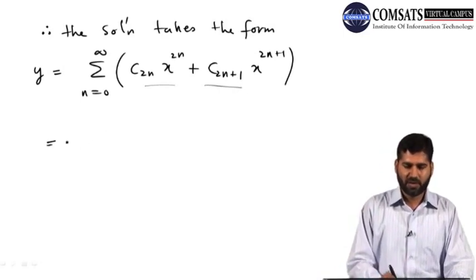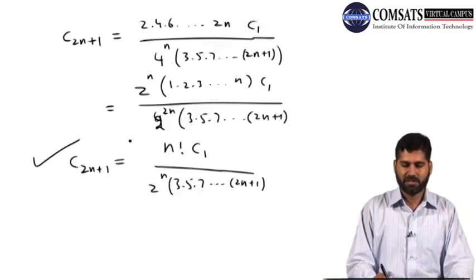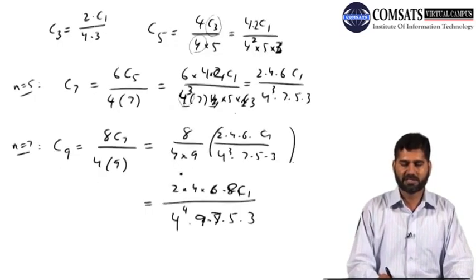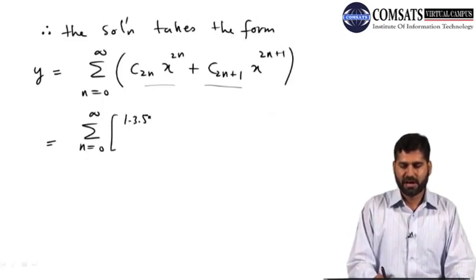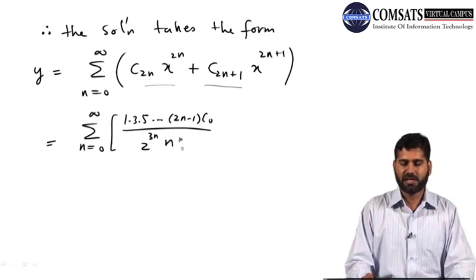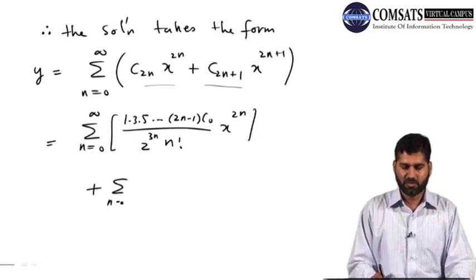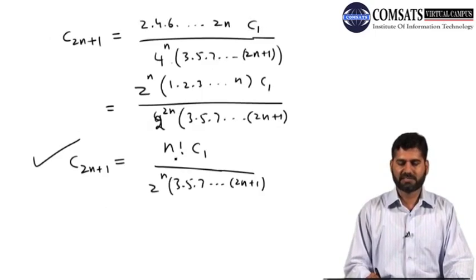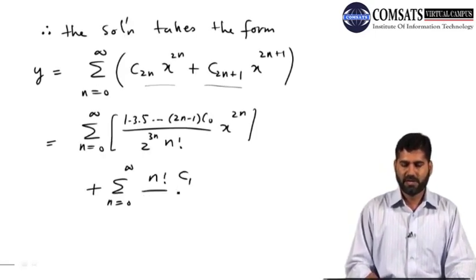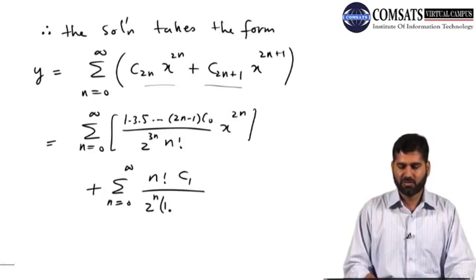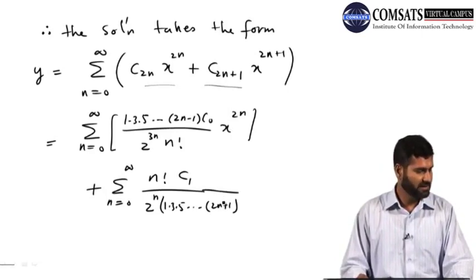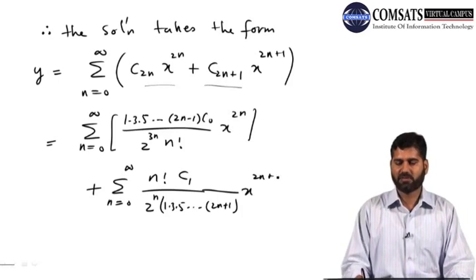All right. So now you know what your C2n is. We just found out that here, 1, 3, 5 up to 2n minus 1, C0 divided by 2 to the power 3n and n factorial, x to the power 2n, and plus n goes from 0 to infinity, C2n plus 1 is this, n factorial C1 over 2 to the power n and 1, 3, 5 up to 2n plus 1 in this case, x to the power 2n plus 1. So this is what you got.